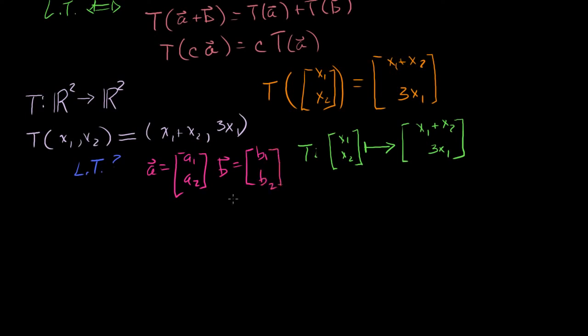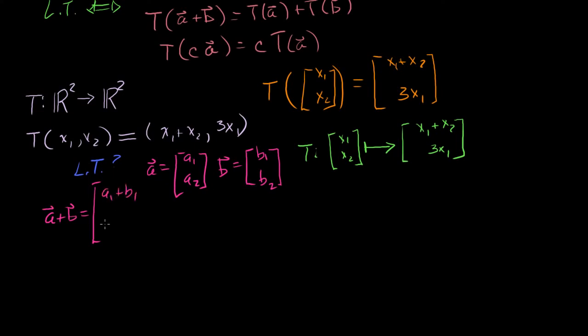So what is vector A plus vector B? Brain's malfunctioning. All right, well, you just add up their components. This is the definition of vector addition. So it's a1 plus b1. Add up the first components.